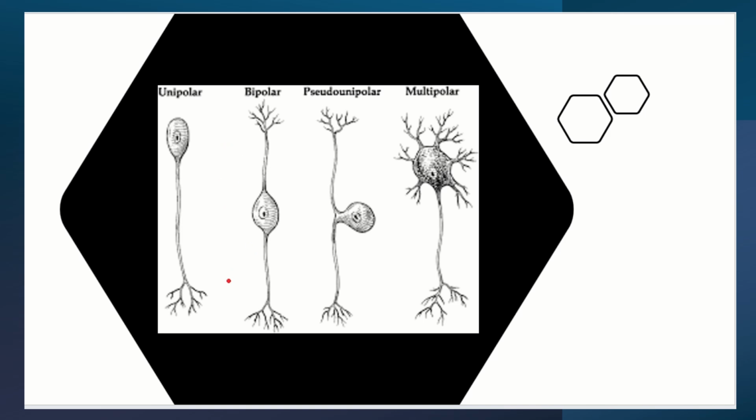You can see clearly this is unipolar, that is a cell body and one axon. This is bipolar, a cell body and two axons. This is pseudo unipolar, that is unipolar only, but it is false unipolar, because two axons are present here. So it is called pseudo unipolar. And multipolar means many dendrites and one axon. Clear?